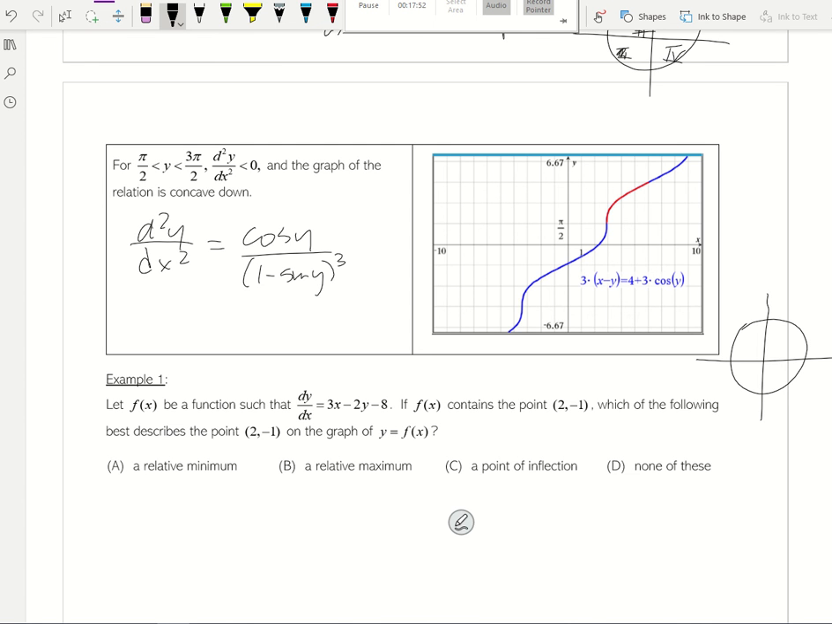You can see visually here that it's concave down between pi over 2 and 3 pi over 2. So it looks like it's here and here, right? Again, I'll show you why. Concave down means it's less than 0, so we're looking for negative.